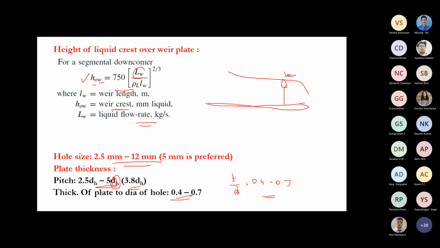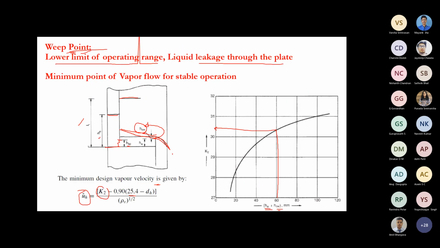Once you know the HOW, you can calculate HW plus HOW, calculate K, and substitute the K in Hidalgo's equation to calculate the minimum hole velocity. The actual operating velocity should be greater than the minimum velocity. So you have to operate the vapor velocity above this value, because this is the minimum. If it goes below this, weeping is possible, so you have to avoid weeping.